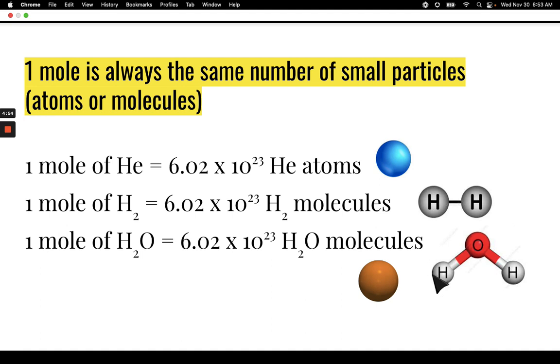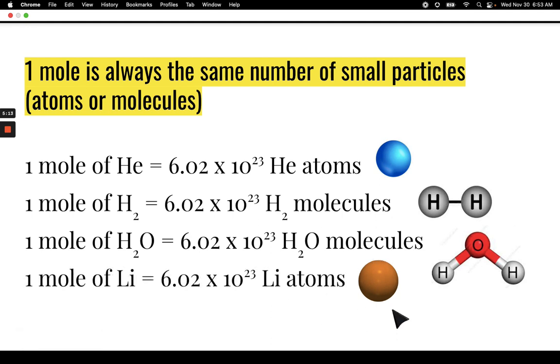Now we also could have a mole of water, 6.02 times 10 to the 23rd water molecules. Now again, water's made up of 3 atoms. We'd have 3 times as many atoms there, but we would have 1 mole of water molecules. If you had models of water molecules and started counting them, of course it would take you a long time, but a mole would be 6.02 times 10 to the 23rd water molecules. And then finally, just going back to that fundamental atom, very convenient, 1 mole of lithium is 6.02 times 10 to the 23rd lithium atoms.